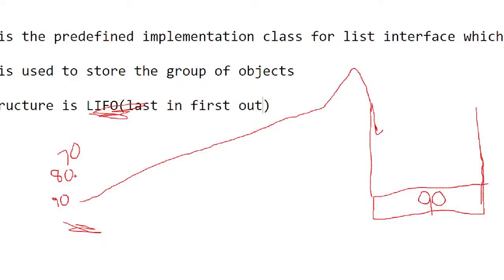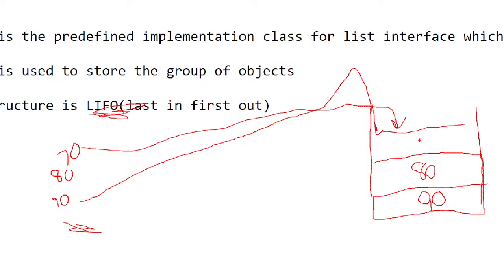Okay, after this, if you want to push another value, you can push 80, and after that there is a value called 70. So whatever the latest value you added will be available on top of that data structure. All browsers follow the same data structure.